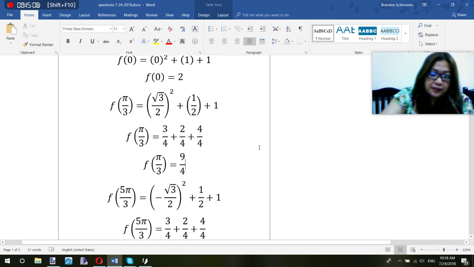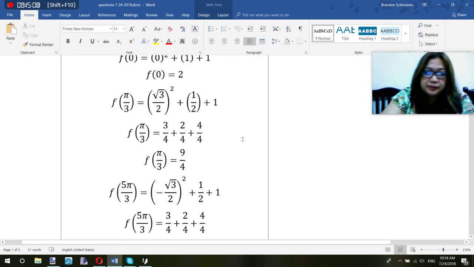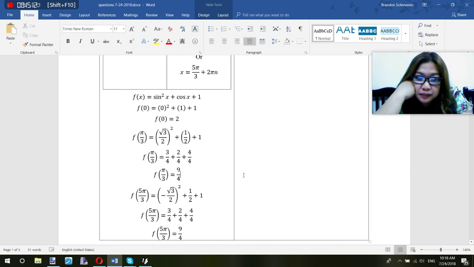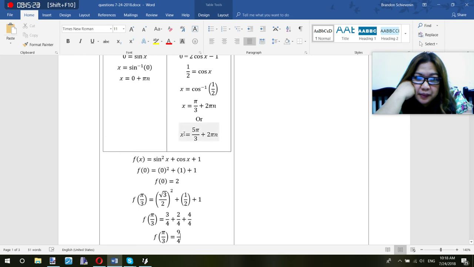Now it looks like we're done, but we're not quite. We're actually missing one value that we need to test. Do you have any idea what we're missing? I'm going to scroll back up to our answers here. We tested 0, we tested pi thirds, we tested 5 pi thirds. What else do you think we need to test? The pi n part, right.